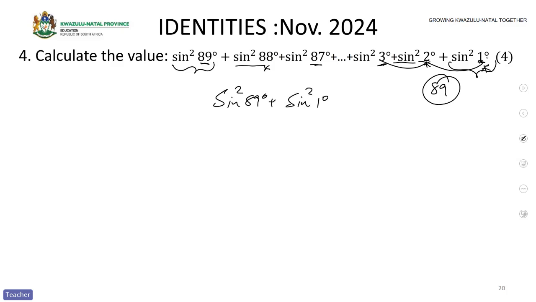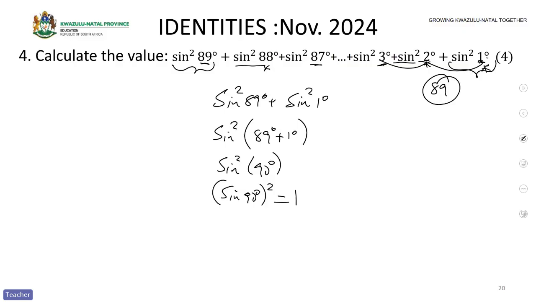Then we say there's a common factor here. And then which will be what? Which will be sin squared of 89 degrees plus 1 degree. So which will give us what? Which will give us sin squared of 90 degrees, which will be sin 90 all squared equals 1. How can I actually express this?